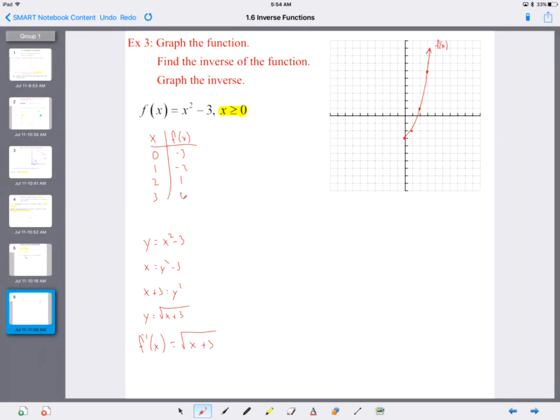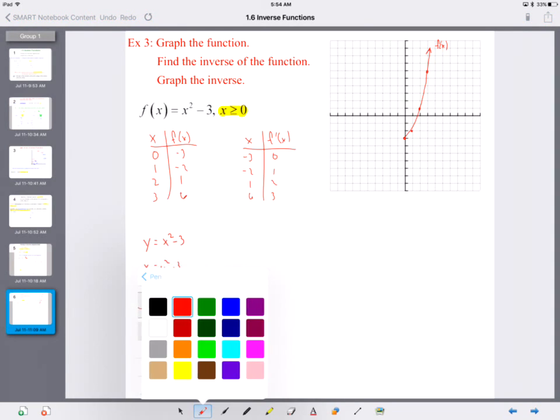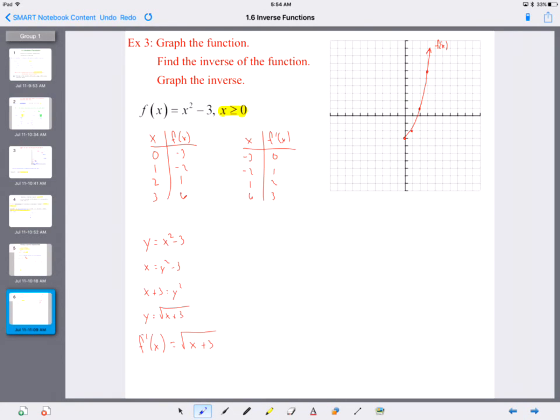And then now you can turn around and graph this, but also remember, if we want to graph the inverse and we already have points, these points just switch. The domain becomes the range and the range becomes the domain. So you don't even really need to graph the inverse algebraically. You already have it. So instead of 0, negative 3, it's negative 3, 0. Negative 2, 1. 1, 2. And then 6, 3. And this is the inverse of that function.